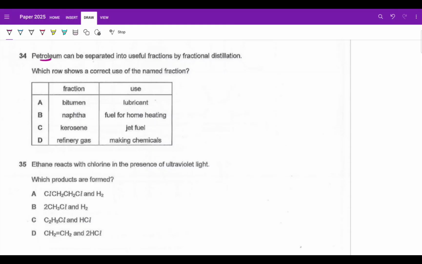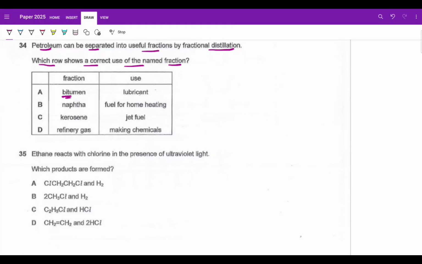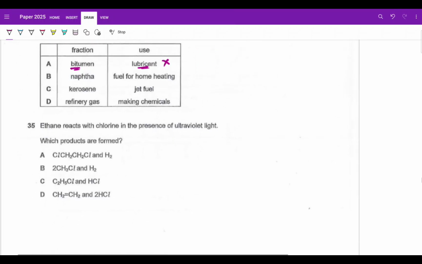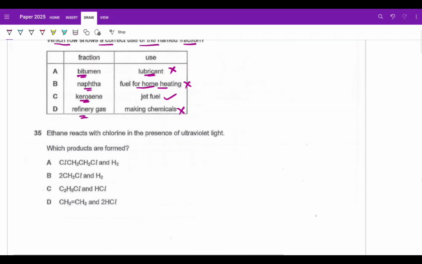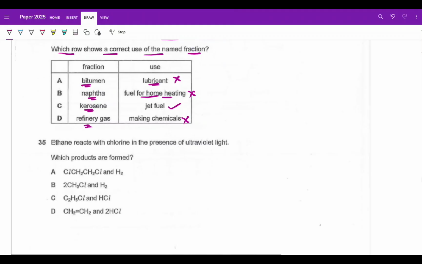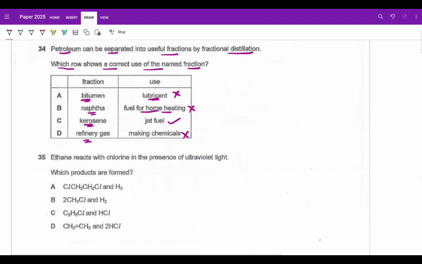Okay. Question 34, petroleum can be separated into useful fractions by fractional distillation. Which row shows a correct use of named fractions? Okay. Bitumen is used as lubricant. No, it is not used as a lubricant. It is used to make roads, etc. Naphtha, fuel for home heating. No, it is not a fuel for home heating. Kerosene is used as jet fuel. This could be the correct option. Refinery gas, making chemicals. No, refinery gas is basically used as a fuel for home. Therefore, kerosene and jet fuel match. Question 34, answer is C.